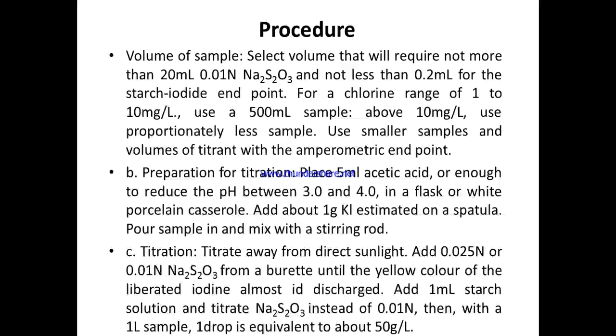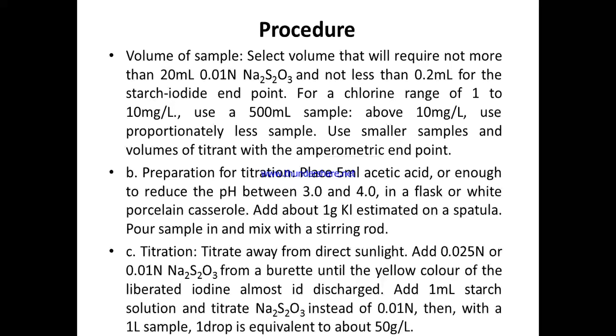So how do we perform? Basically, we take the volume of sample in which residual chlorine has to be tested. Select the volume that will require not more than 20 milliliter of 0.01 normality Na2S2O3 and not less than 0.2 milliliter for the starch iodide endpoint. For a chlorine range of 1 to 10 mg per liter, use a 500 milliliter sample, and above 10 mg per liter use proportionately less sample.